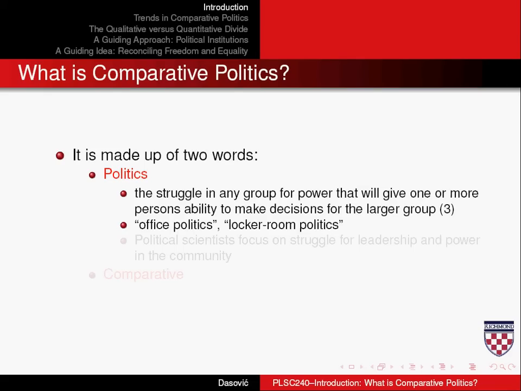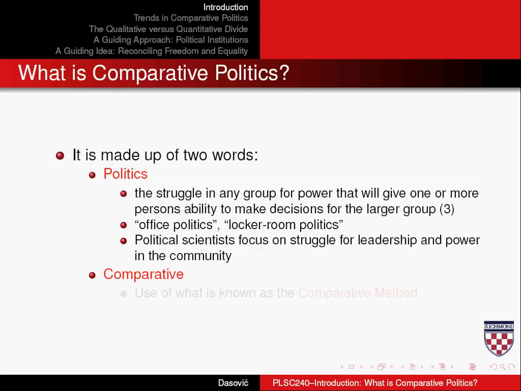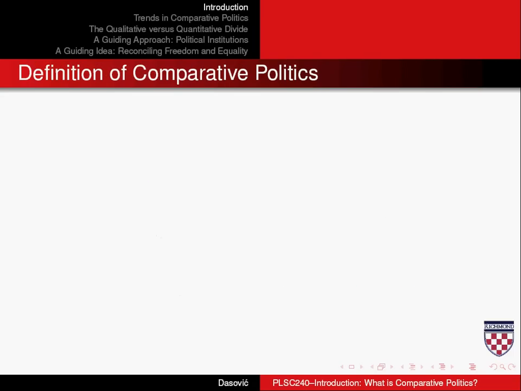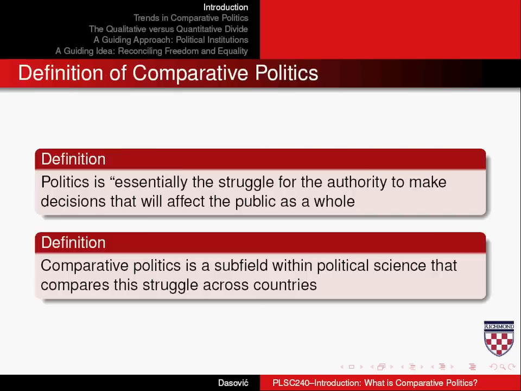There are various types of politics: office politics, locker room politics. Remember the whole Kobe Shaq conflict when they were both in LA. That's an example of locker room politics. But political scientists will focus on the struggle for leadership and power in the community. So that's what we'll focus on. In comparative, generally comparing, we'll use what's called the comparative method, which I'll show you in a bit. I'll go through that.